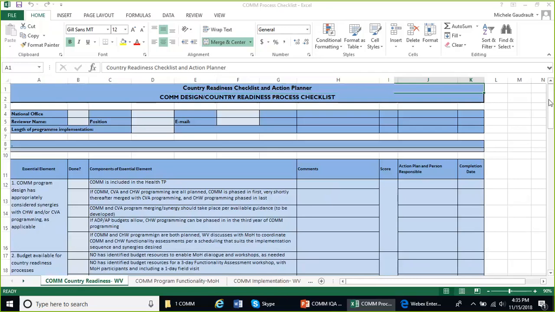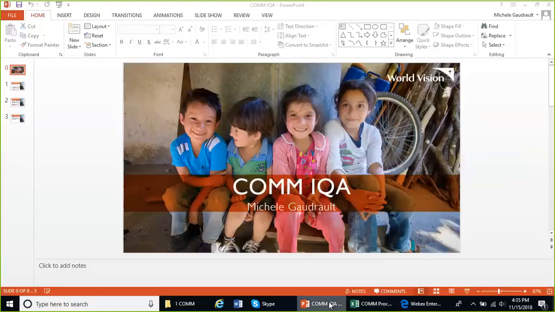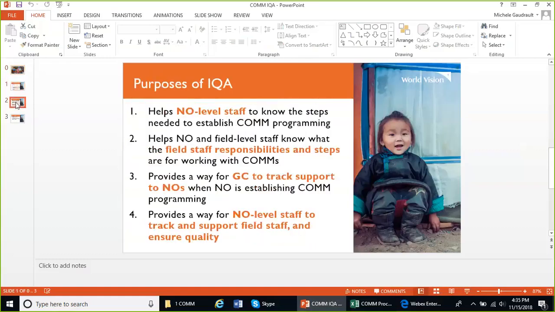And then for the implementation tabs, on the other hand, and then I see other questions coming up. So let me perhaps toggle over to my slides again, where I have some of these examples. So what are the purposes of the IQA? When would you use them?